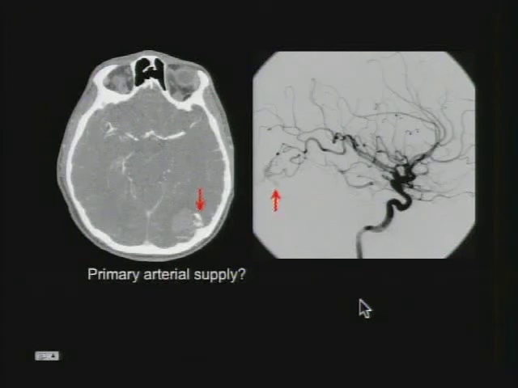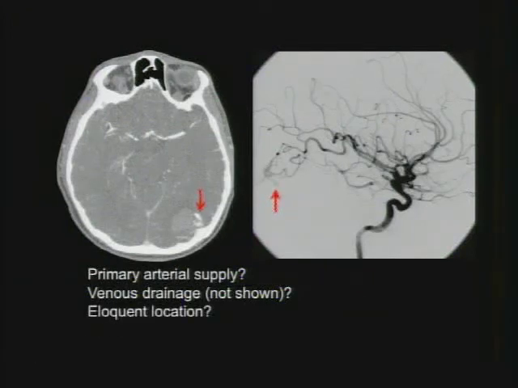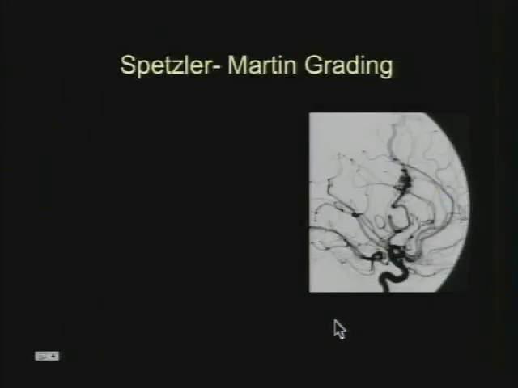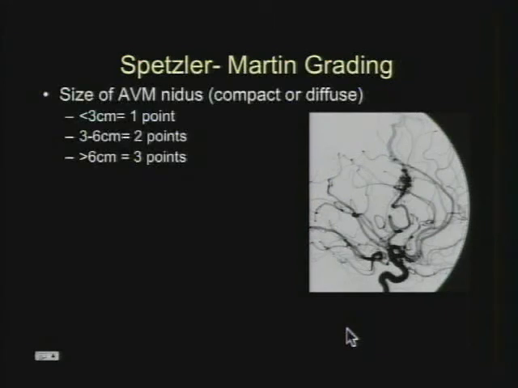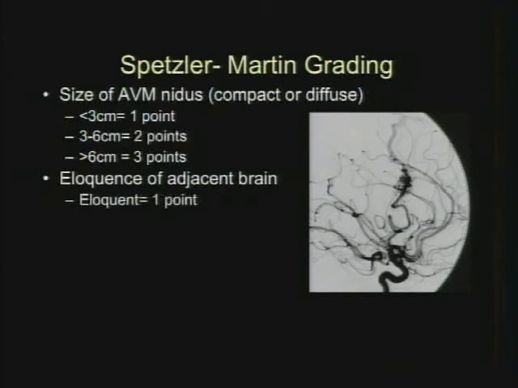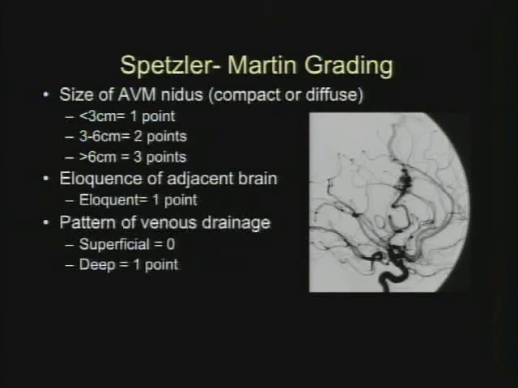When you see an AVM, you want to know what's the primary arterial supply, the venous drainage, is it an eloquent location, what is the size, are there any associated aneurysms, and you can see here a small intranidal aneurysm. And these are important for treatment planning and prognosis, and to assign the Spetzler-Martin grading, which is based on the size of the AVM, whether or not it's an eloquent brain, and the pattern of venous drainage.